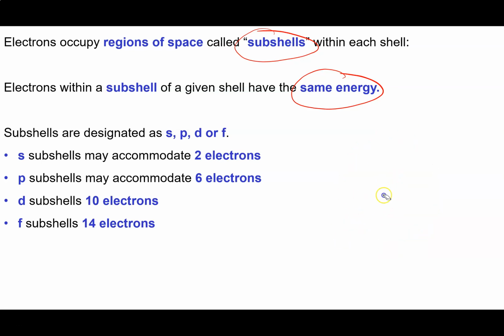Now, it turns out that there are 4 different types of subshells. There's S, P, D, and F. And these are indicated with those lowercase letters S, P, D, and F. And these are like getting bigger, right? S is the smallest, F is the biggest. An S subshell can hold 2 electrons. A P subshell can hold up to 6 electrons. A D subshell up to 10. And an F subshell up to 14. They get bigger as we increase across the sequence S, P, D, and F.